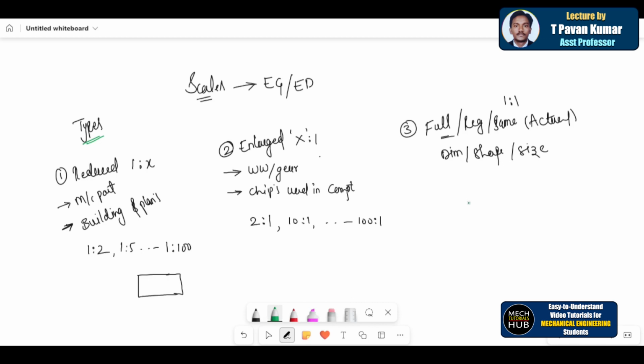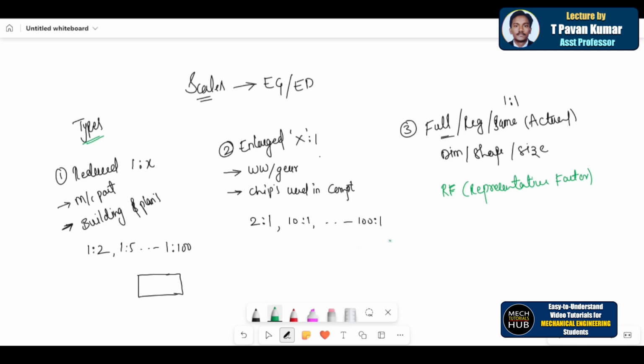Now coming to the scale, one term comes into the picture which is called representative fraction. Representative fraction is always represented as RF in short. This RF is very important. To draw any scale, and there are different types of scales like plain scale, diagonal scale, vernier scale, RF is very important, and the RF value will be given to you in the question.